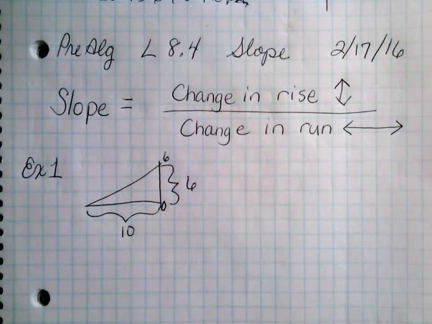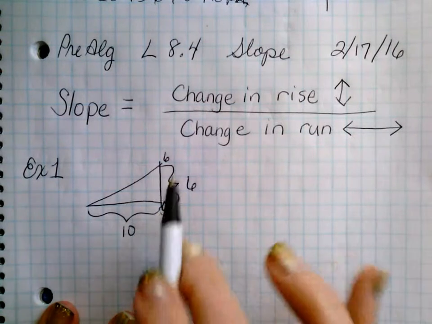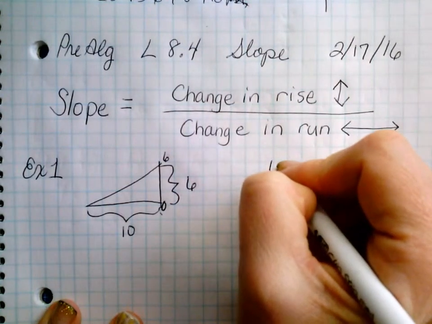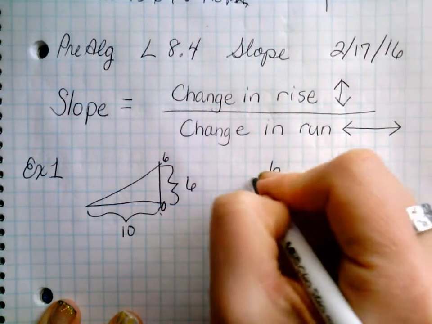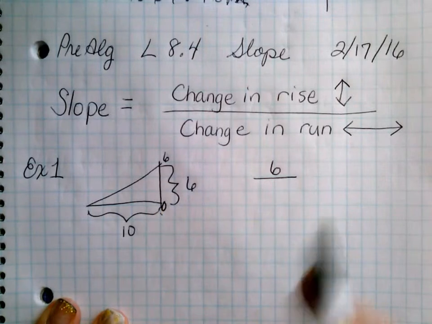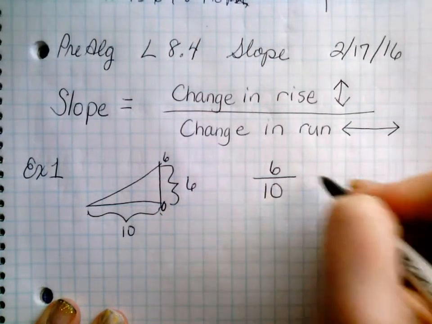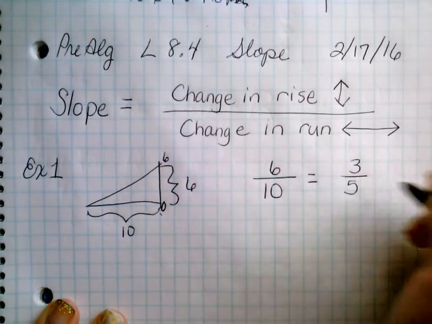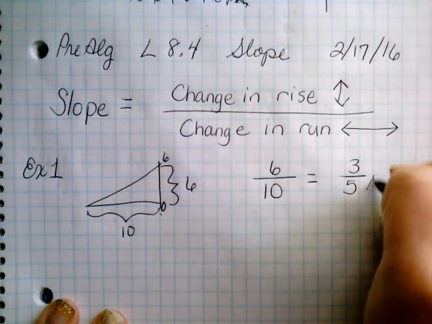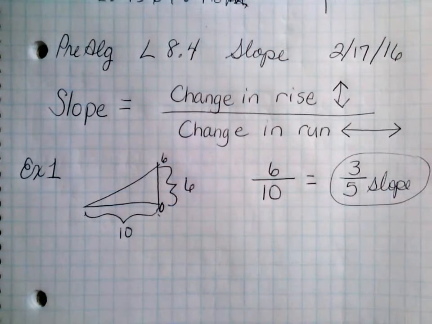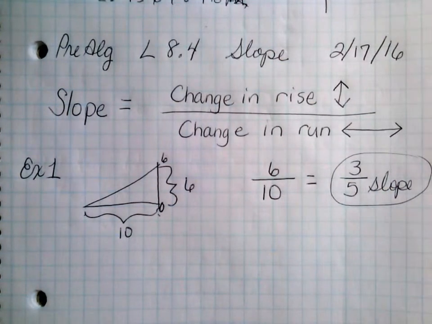Okay? So the change from 0 to 6 is how many? Good. Anybody else know? How about the change in run from 0 to 10? Bravo. 6 over 10, which reduces to 3 over 5. That, my friends, is the slope of the ramp that they've sketched for us.